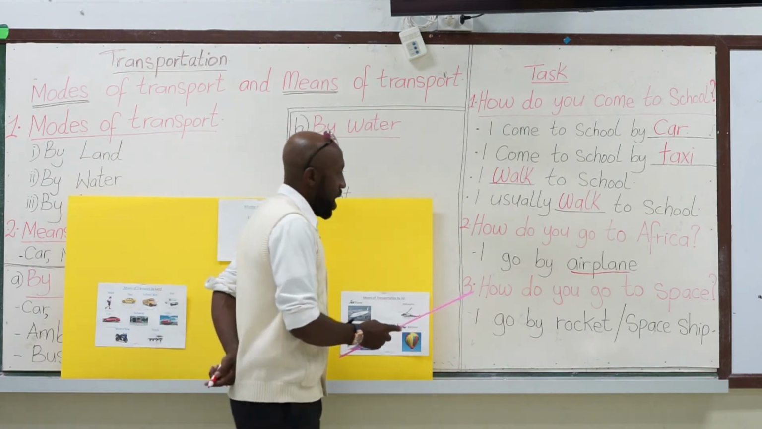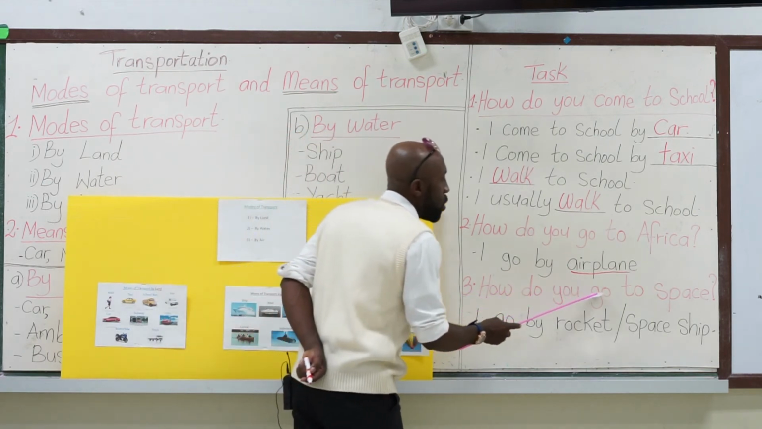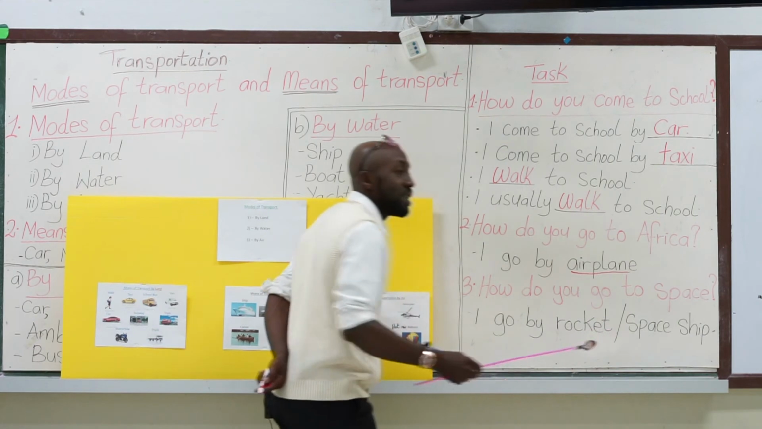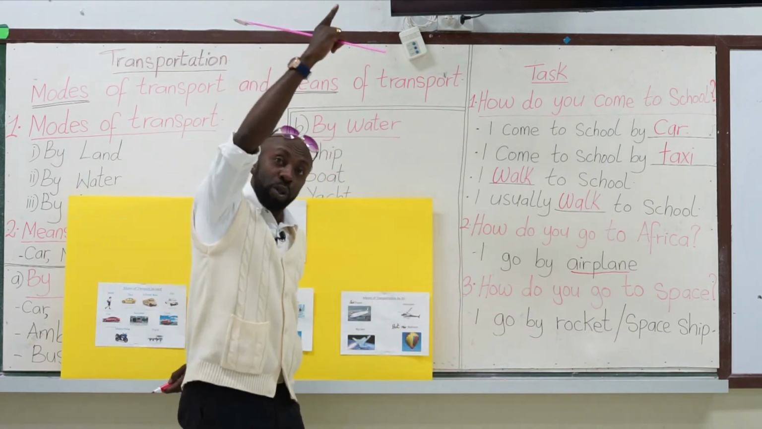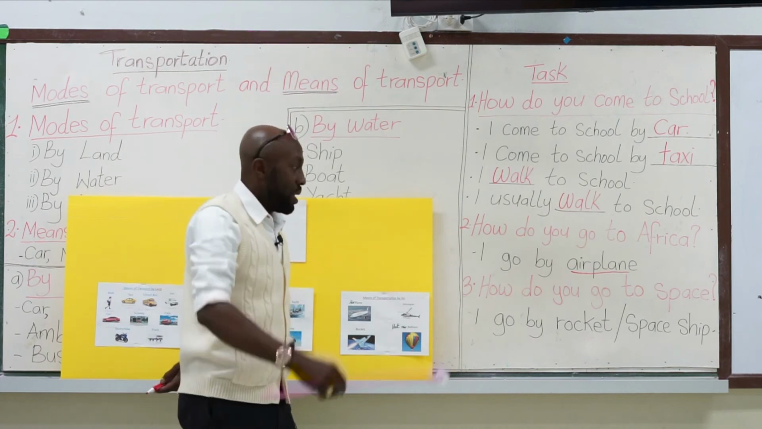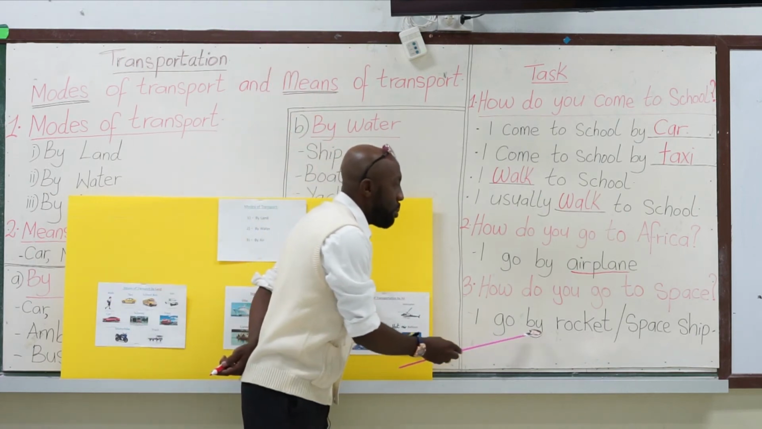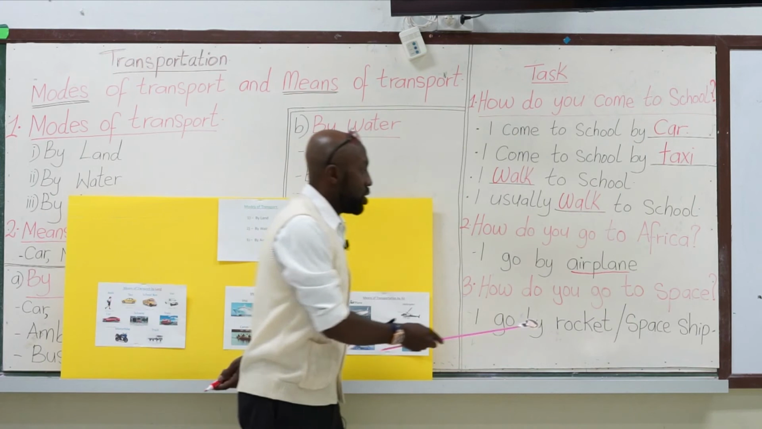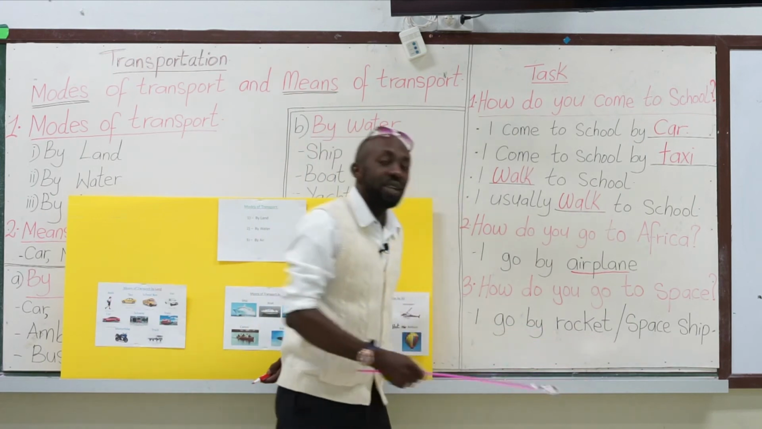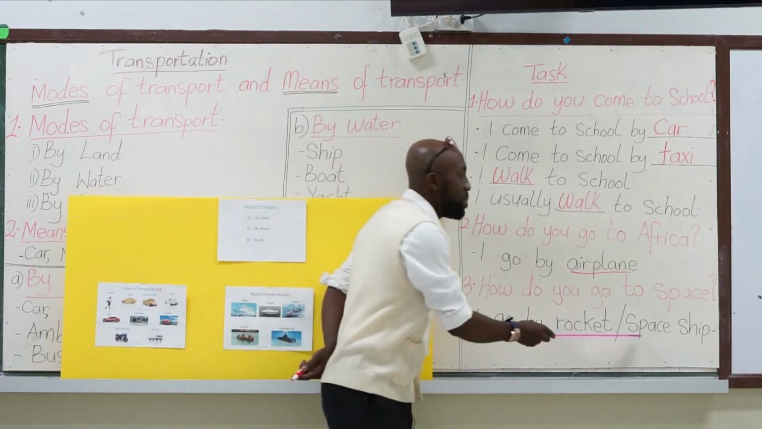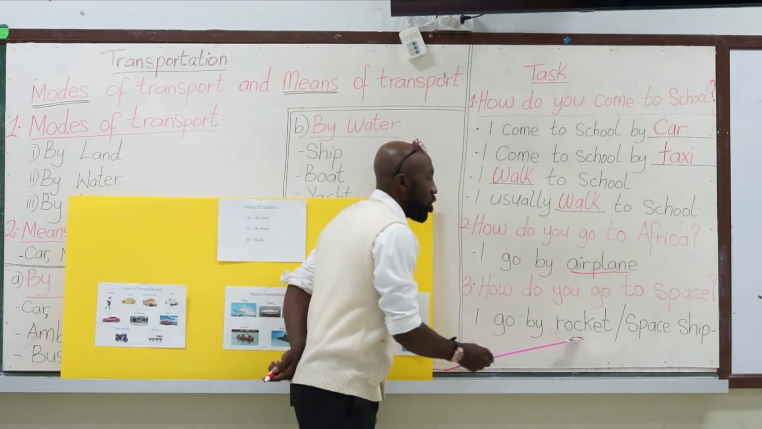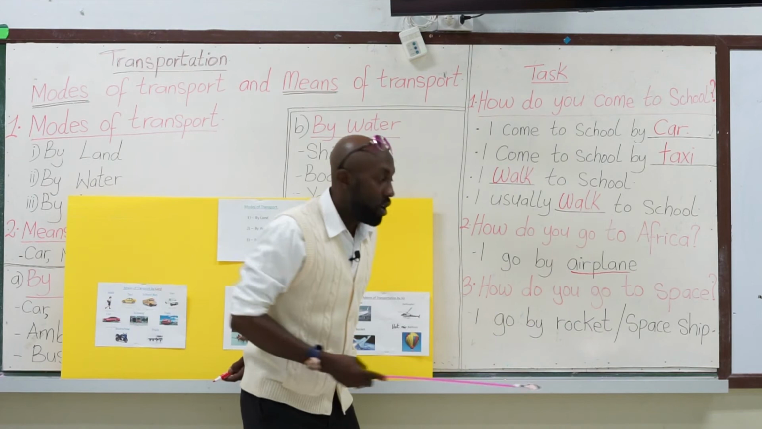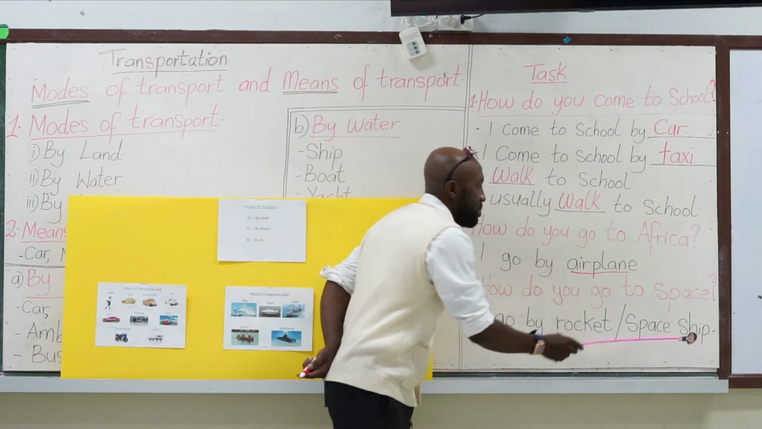Now, how do you go to space? Space, like the moon. How do you go to the moon? Okay? I go by rocket or spaceship. I go by rocket or spaceship.